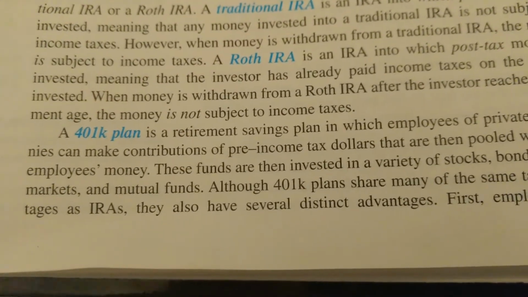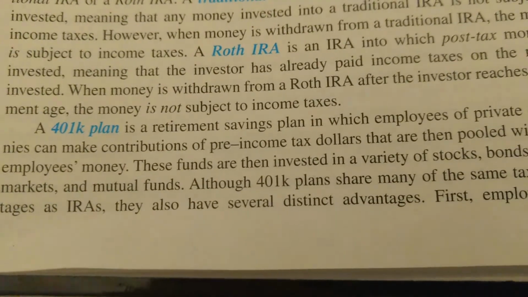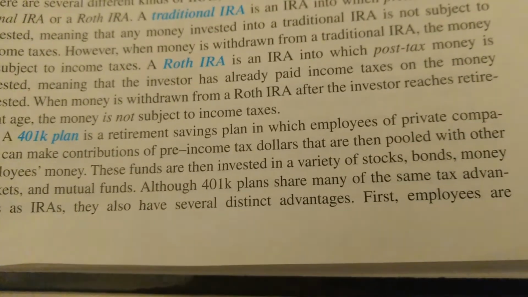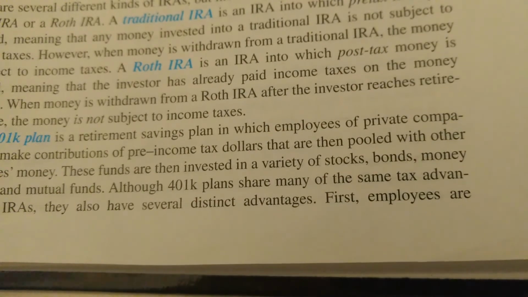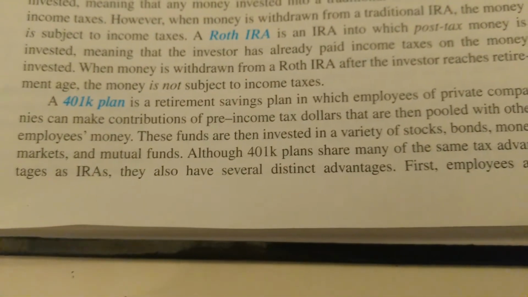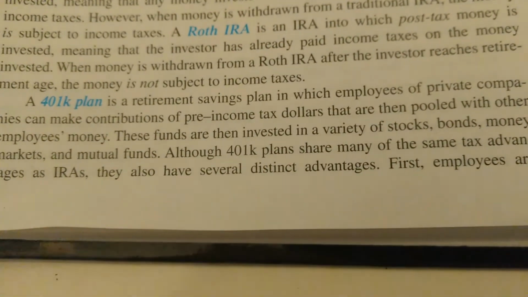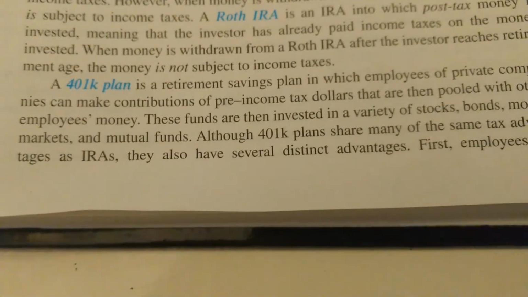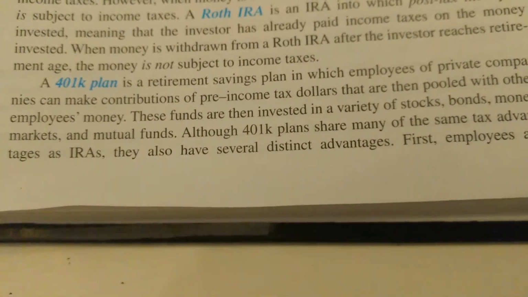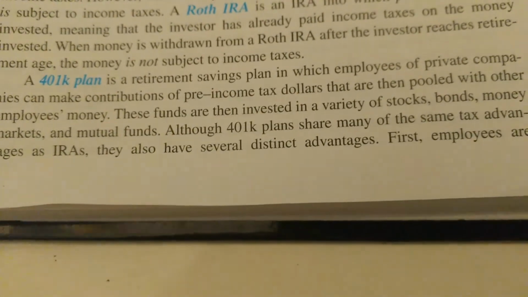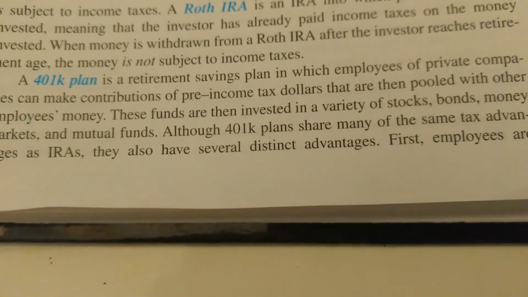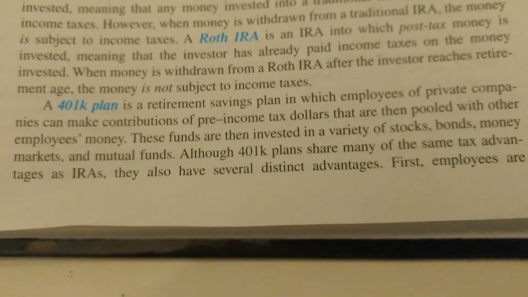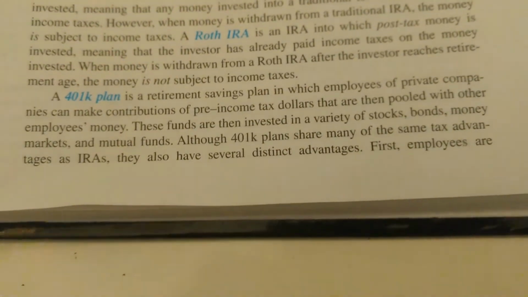A 401k plan is a retirement savings plan in which employees of private companies can make contributions of pre-income tax dollars that are then pooled with other employees' money. They do this sometimes because the more money you have, the better interest you make on it. You have to be careful with these though.